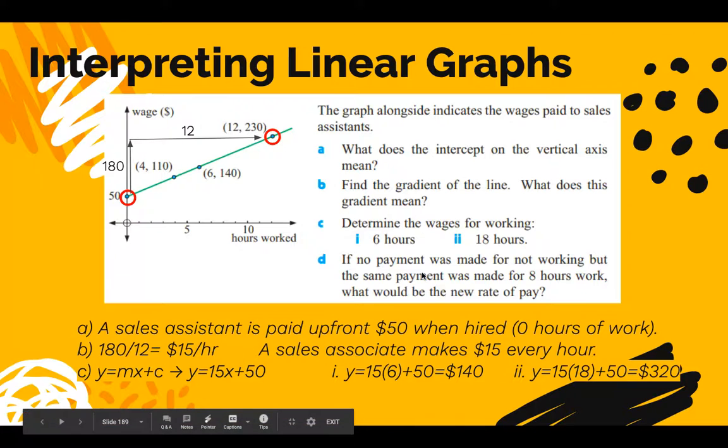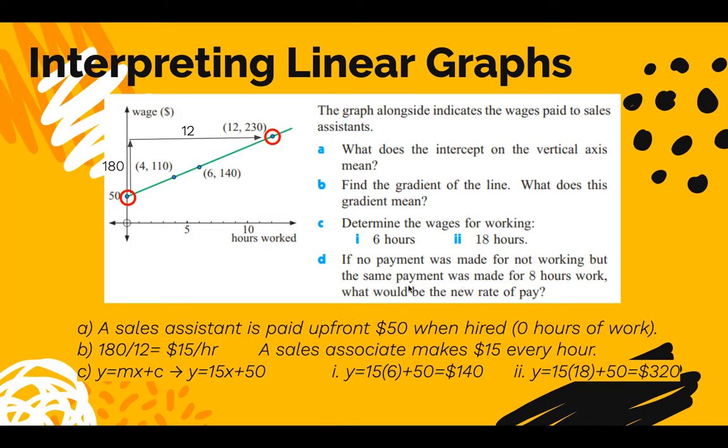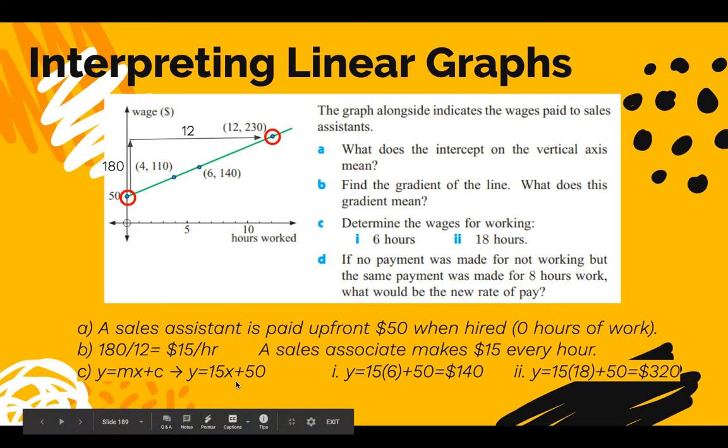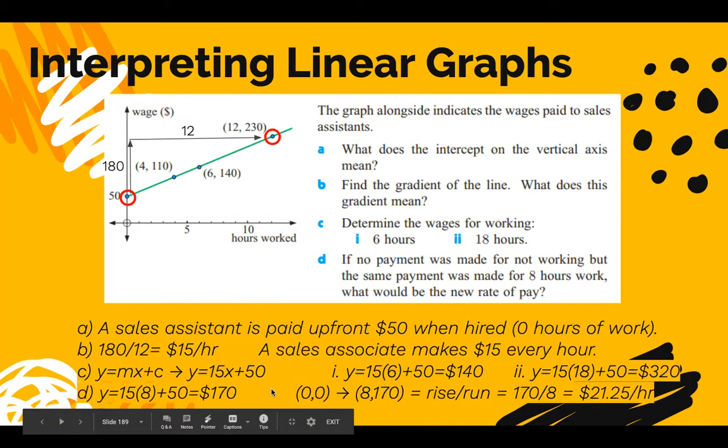The last question: if no payment was made for not working, but the same payment was made for 8 hours of work, what would be the new rate of pay? In order to do this, we need to know how much the pay was at 8 hours. So we need to know when x is 8, what is y. I'm going to use this equation and substitute 8 in place of x to find the value of y. When I do that, I get $170.